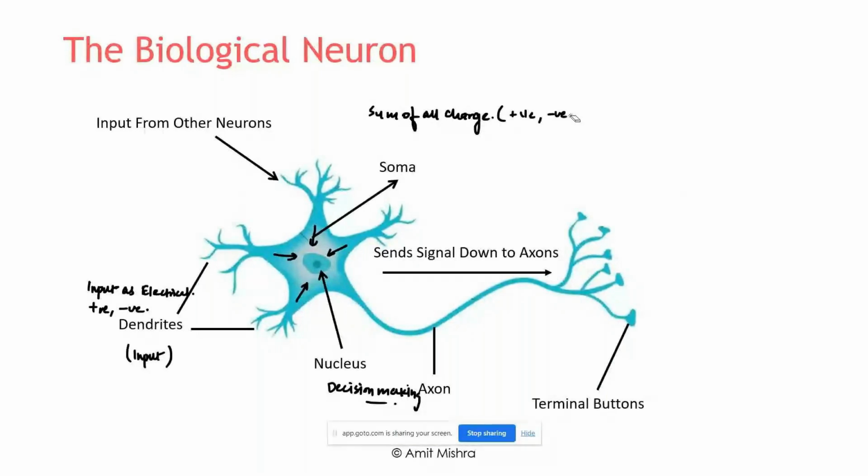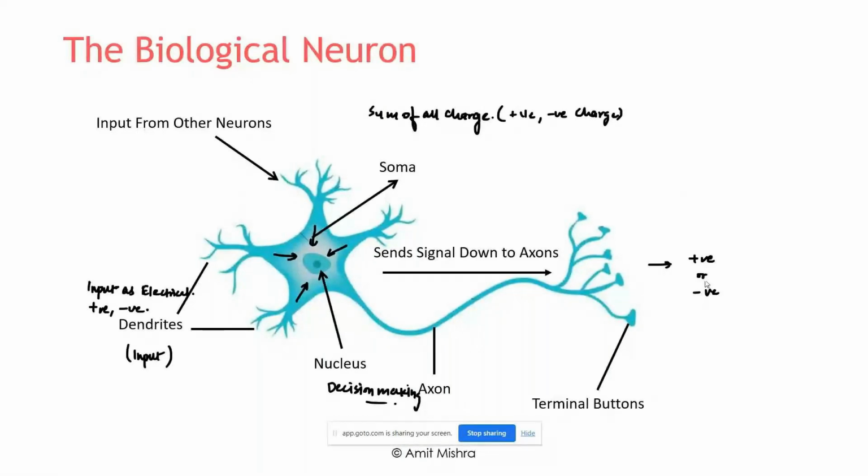Then these charges will sum up and go to the nucleus, and the nucleus will in return send me the output, which will be a positive signal or a negative signal. So inputs are positive or negative signals, and the output is also a positive or negative signal. That is how the basic biological neurons function.